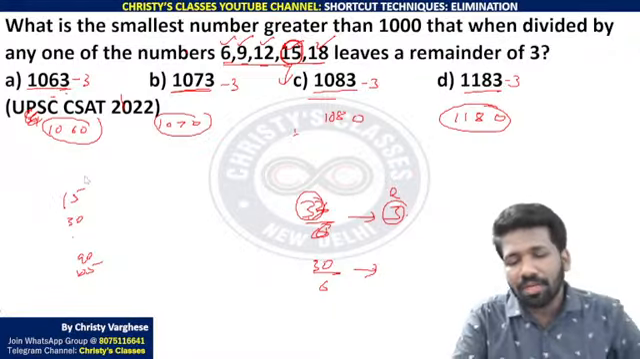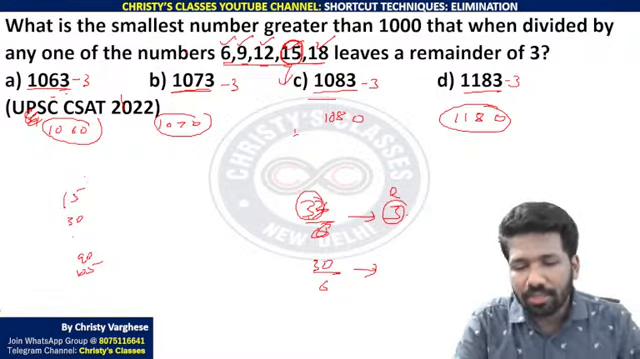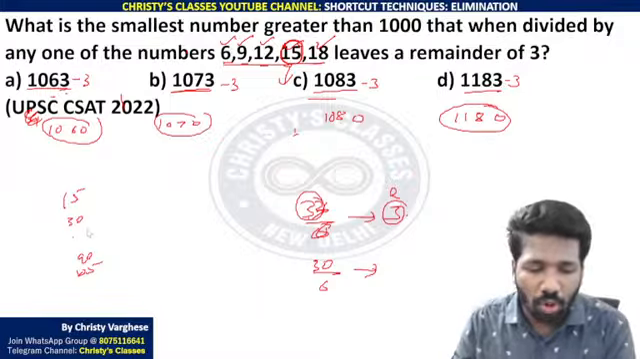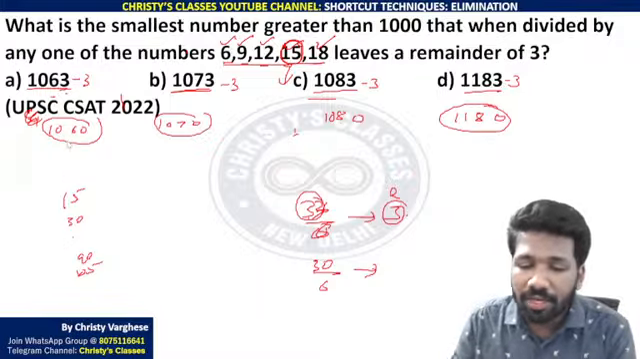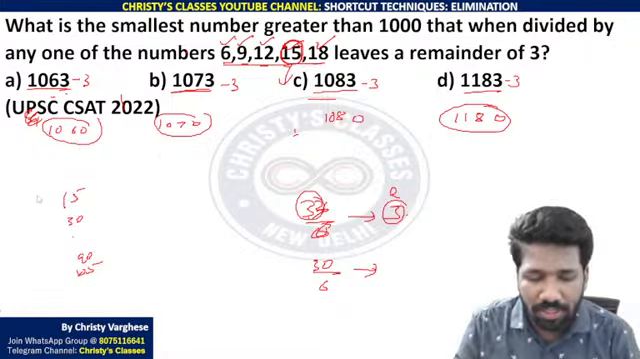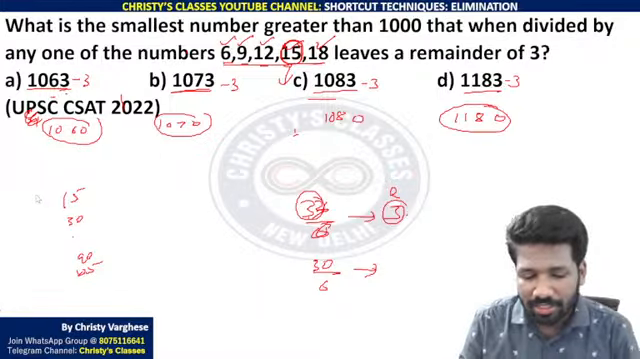Because 9's multiple is also asked. That is satisfied by only option C. All multiple conditions should be satisfied. So 9's condition is satisfied only by option C. That is why option C is the correct answer.